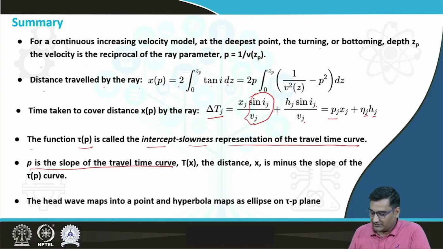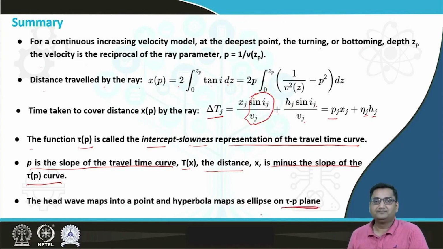p is the slope of the travel time curve. T(x), the distance x, is the minus of the slope of the tau-p curve. The head wave maps into a point and the hyperbola maps as an ellipse on the tau-p plane.